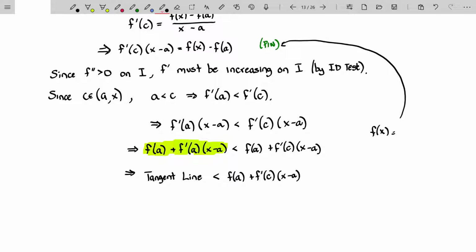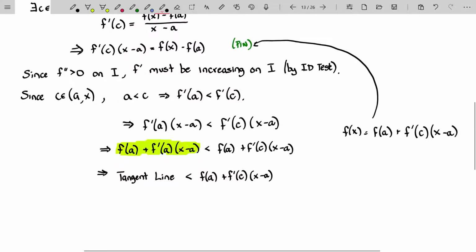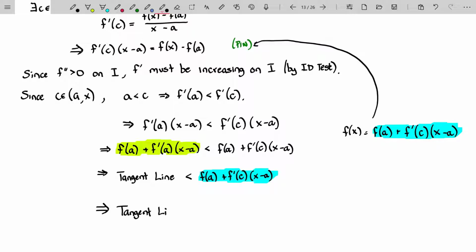f of x is equal to f of A plus f prime at C times x minus A. That's from where we stuck a pin in that up above. If you just add f of A to both sides, you get f of x is equal to f of A plus f prime at C times x minus A. And notice that picture right there is the same as this picture. And so we will have proven that the tangent line locally is less than f of x. It's below f of x.